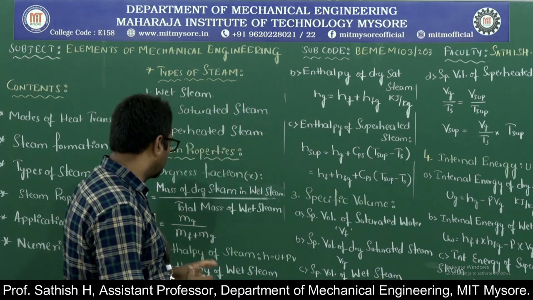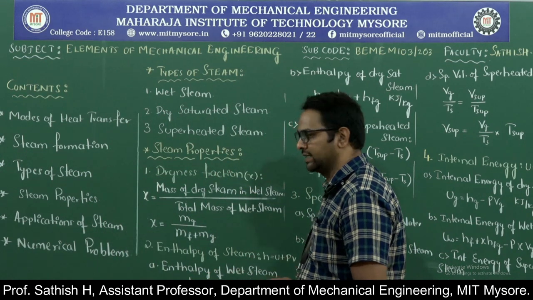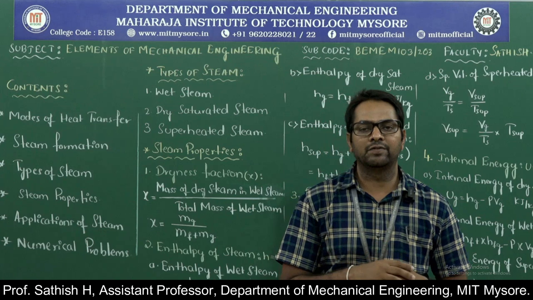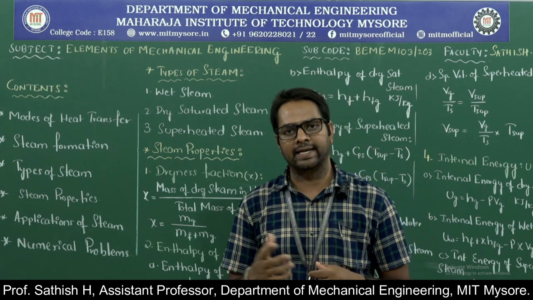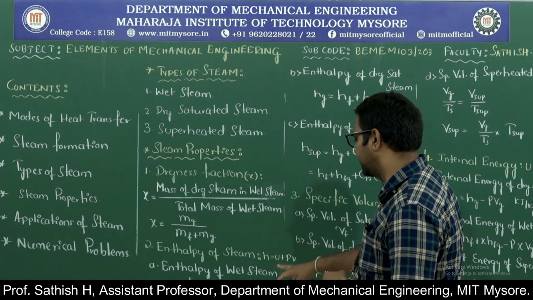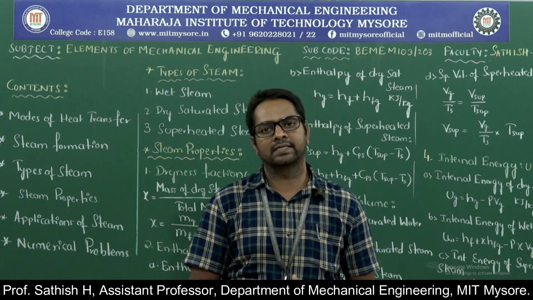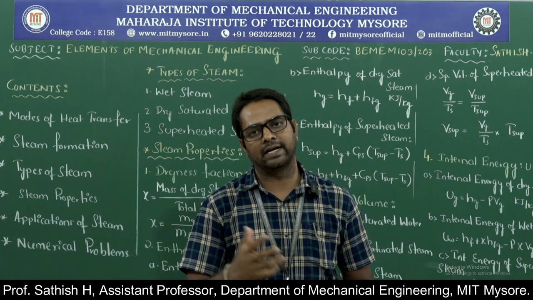So later we will go to the next property, that is called the enthalpy of the steam. What is meant by enthalpy? First we have to understand this before going to the enthalpy of the different types of steam. The enthalpy of the steam is defined as the summation of the internal energy plus the pressure multiplied by the volume.